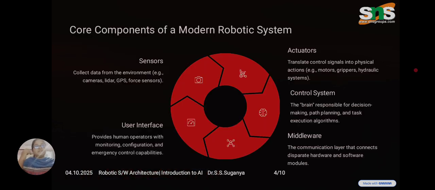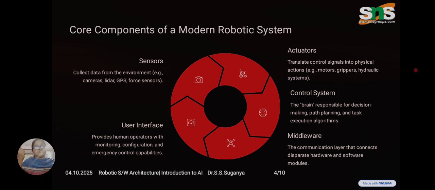In this slide, we are going to see the core components of modern robotic systems. The key elements are sensors, actuators, control systems, middleware and user interface. Sensors capture real world data such as distance, vision or force, and actuators convert the commands into physical movement. The control system acts as the robot's brain. It is the central part of the robot, handling decision making and tasking, and also planning the movement of the robot. Next is the middleware, which serves as the communication bridge between the software and the hardware used to develop the robot.